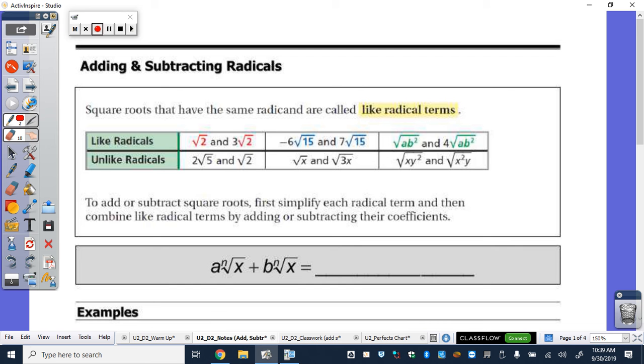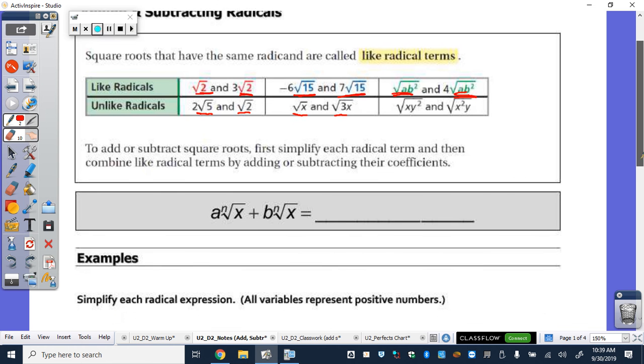So with your radicals, it has to be the same index, and it has to be the same number underneath that radical sign. For example, those ones are all square roots, so they're all the same index, and they all have the same number underneath, so those could actually be added or subtracted. Whereas in my examples here, radical 5 and radical 2 are not the same, radical x and radical 3x are not the same, and xy squared and x squared y are not the same.